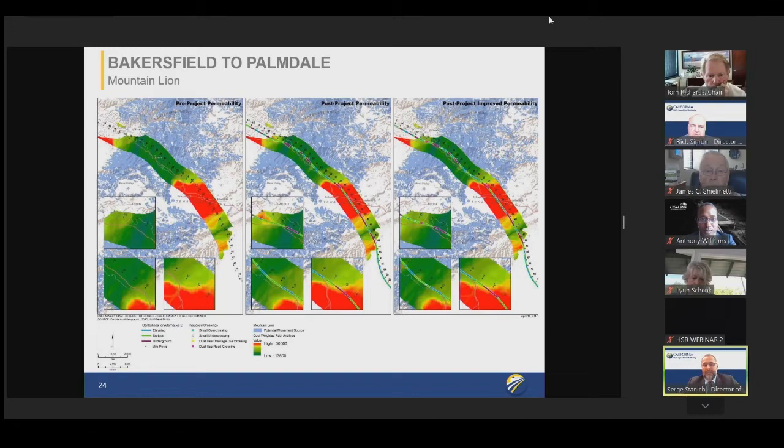When we add the embankment, we have an area that turns red. That's the hot spot. So we add a crossing structure and we can then provide the permeability and then reduce the energy costs. So we're increasing the permeability with these structures. So go to the next slide, please.